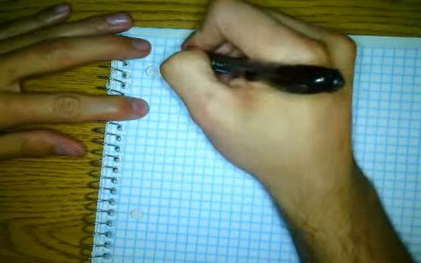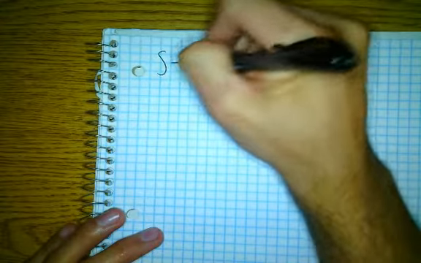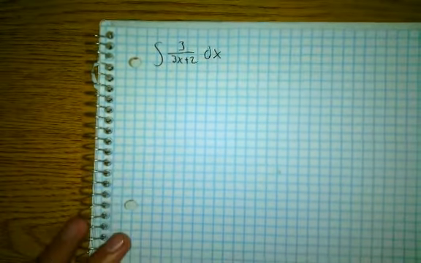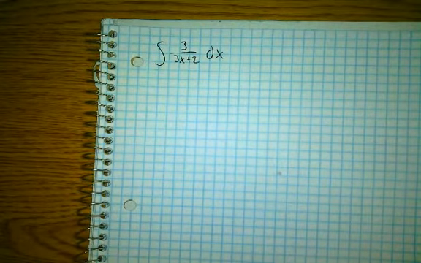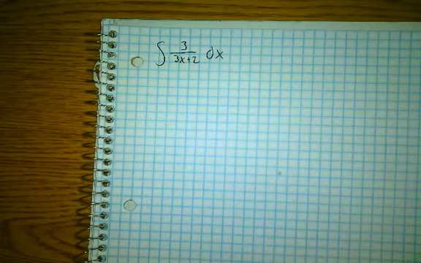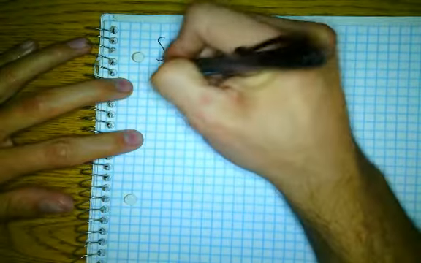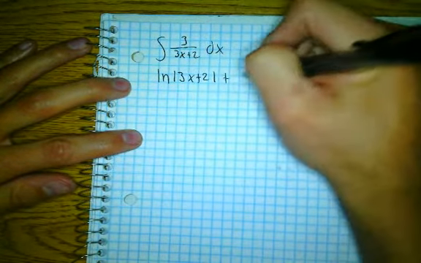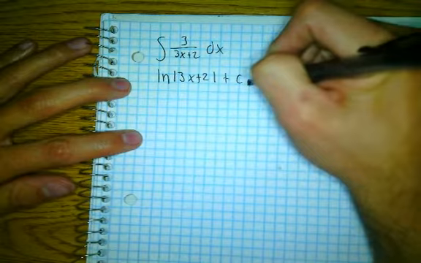Hopefully it should be very obvious from the beginning. The integral of 3 over 3x plus 2 dx. The answer is the natural log of the absolute value of 3x plus 2, plus c.